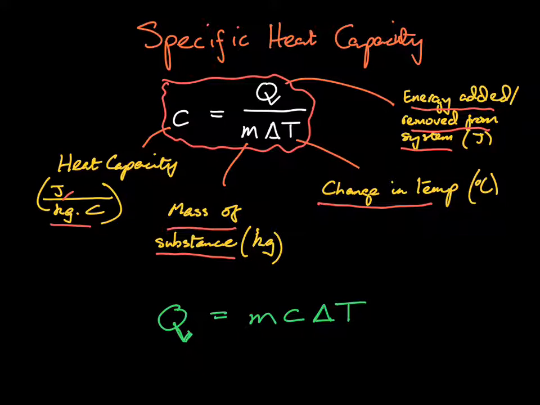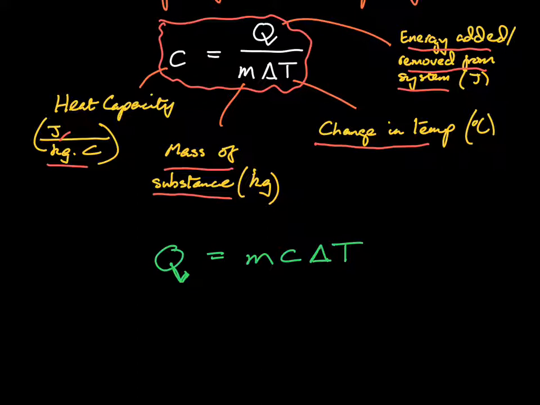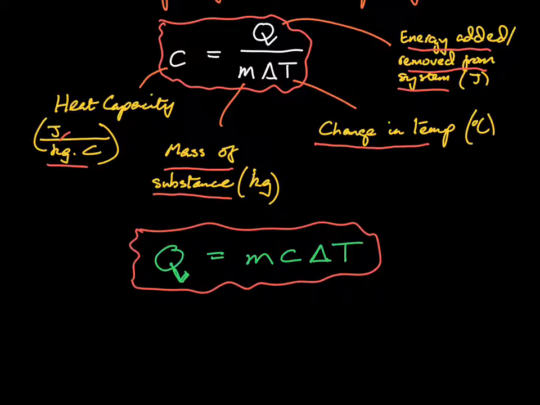Now, we see this very often manifest as Q = mcΔT. In other words, the thermal energy added or removed from a system is equal to the mass times the specific heat capacity times the change in temperature.